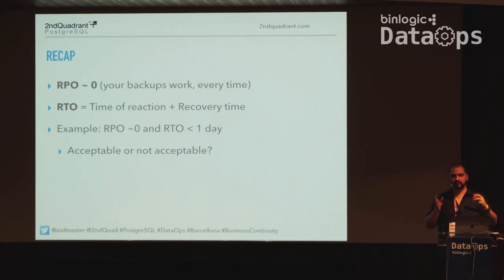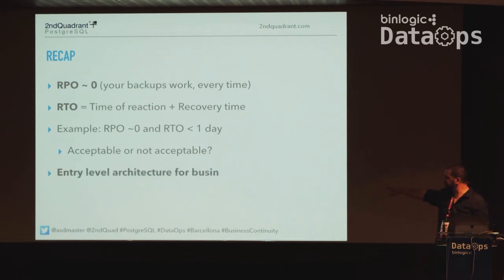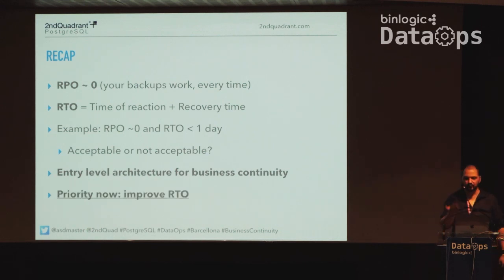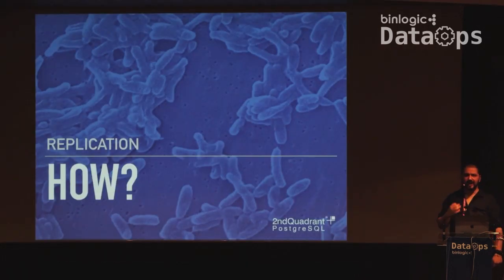There are situations in which this is fully acceptable, but we can move forward because this is an entry-level architecture if we want to talk about business continuity. If you have less than this, probably you're doing it wrong. We have a priority now that is to improve the RTO. How can we do that? We are entering the availability field, okay? How can we do that?